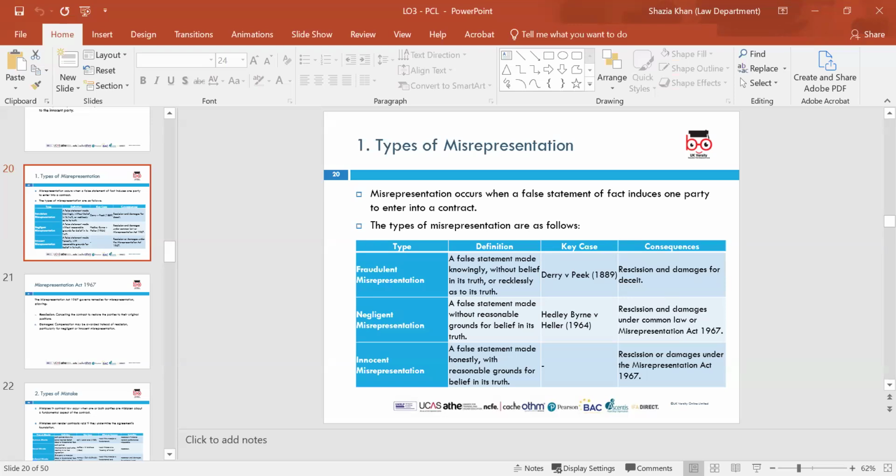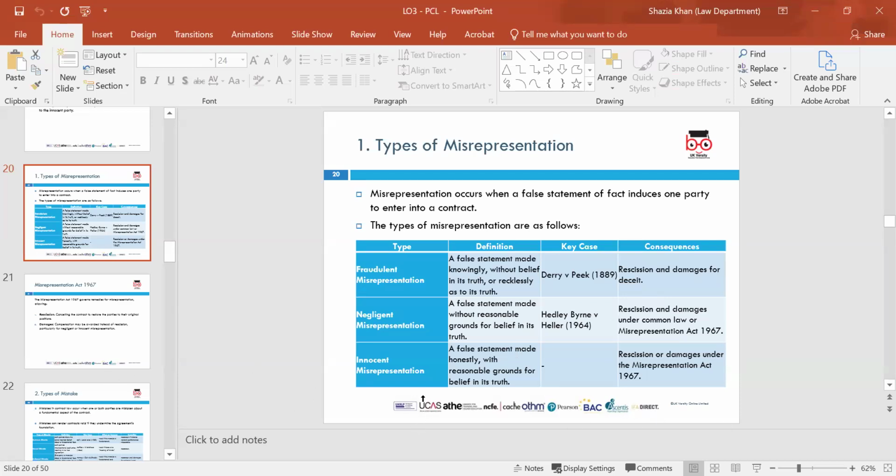The next one is negligent misrepresentation, and that's when a party carelessly makes a false statement without reasonable grounds to believe it's true, even if they did not intend to deceive. The case of that is Hedley Byrne v Heller, 1964. And the consequences for that are rescission and damages under common law or the Misrepresentation Act 1967.